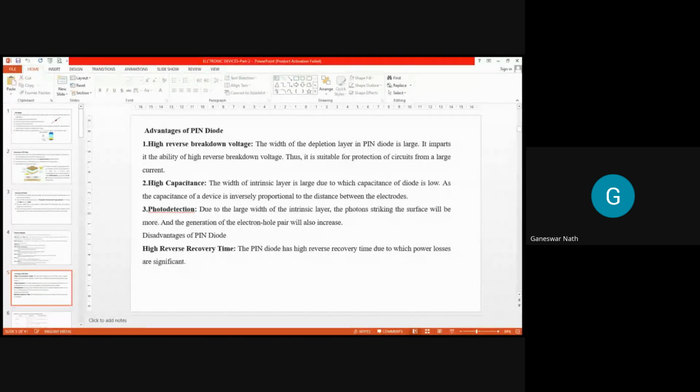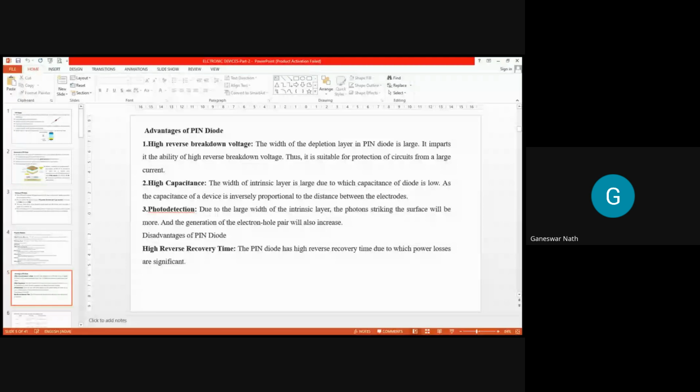Then you can come to the disadvantages. There is one small disadvantage, like a high reverse recovery time. The PIN diode has a high reverse recovery time, due to which power losses are significant. So this PIN diode may also cause some power loss due to its high reverse recovery time.